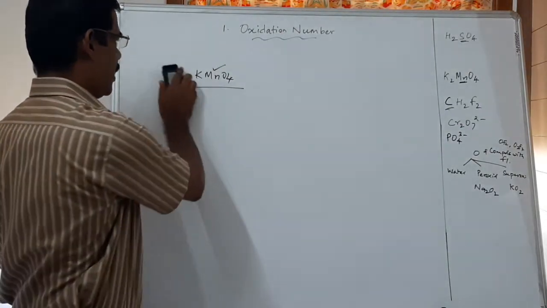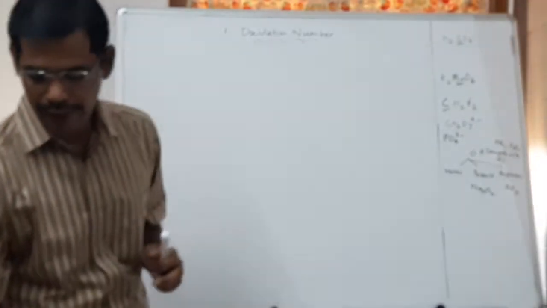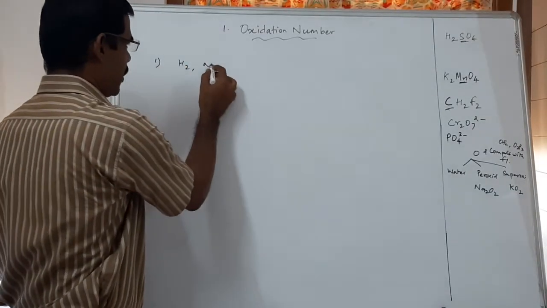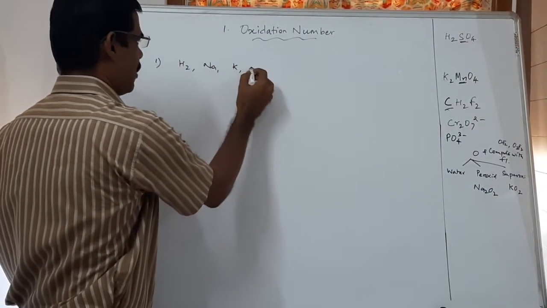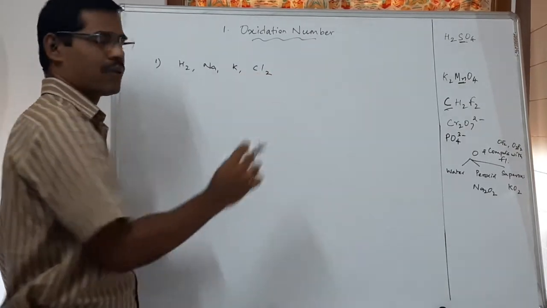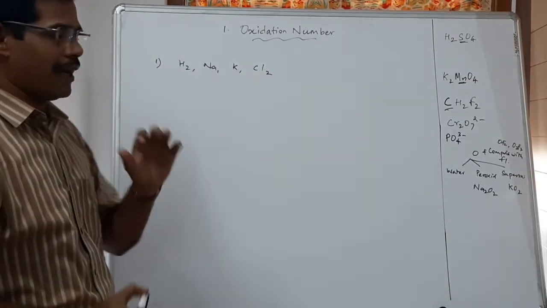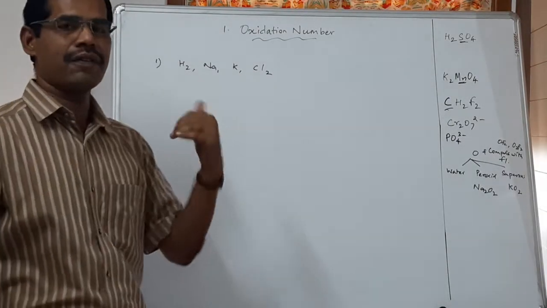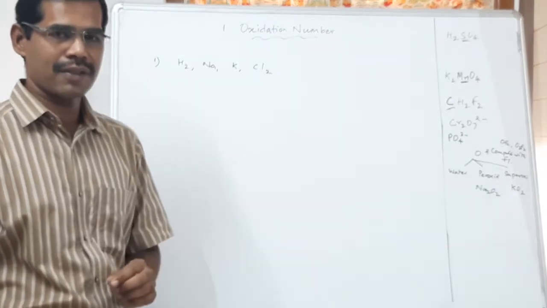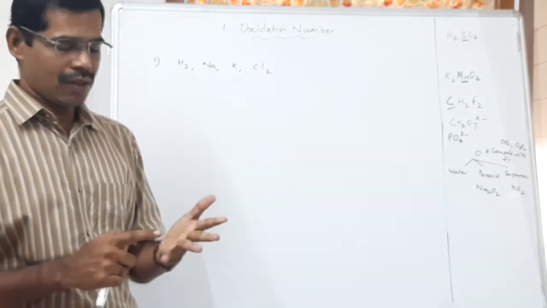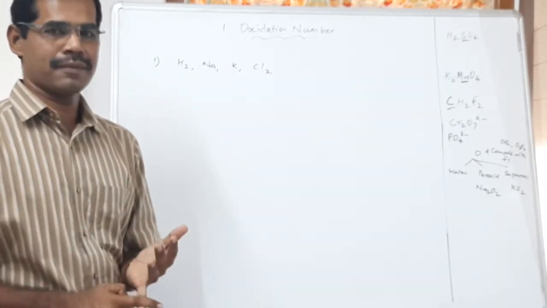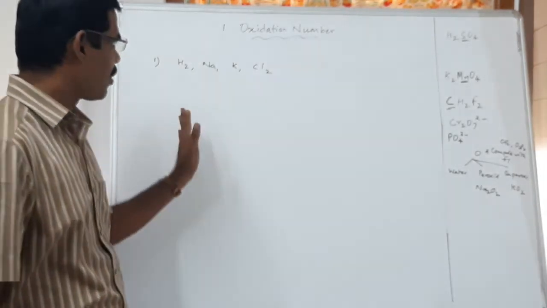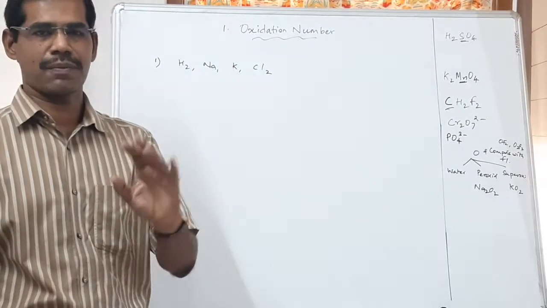First, say there is an element, for example hydrogen, sodium, potassium or chlorine. These are all elements. In the case of elements, that is in the uncombined state or in the free state, oxidation number is always 0. That is, the oxidation number of an element either in the free state or in the uncombined state is always equal to 0. This is the first point.